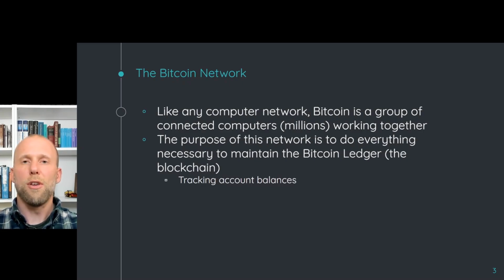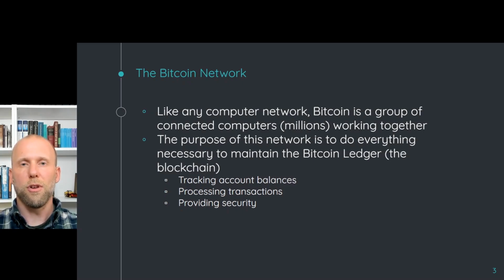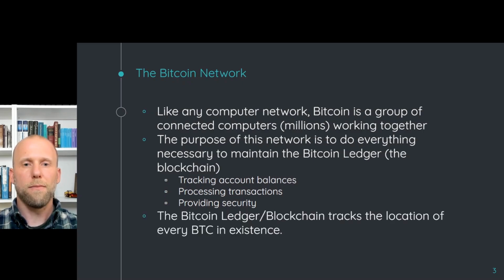So things that you have to be able to do to maintain the ledger is track account balances. You have to be able to process the transactions that people want to make, and you have to be able to provide security. So if you had a paper ledger or an electronic ledger at a bank, you would keep that under high security so that no one could come in and move numbers around, change account balances. Exact same thing with the Bitcoin network. It has to be secure. It has to be something that no one can tinker with or modify or otherwise try to manipulate.